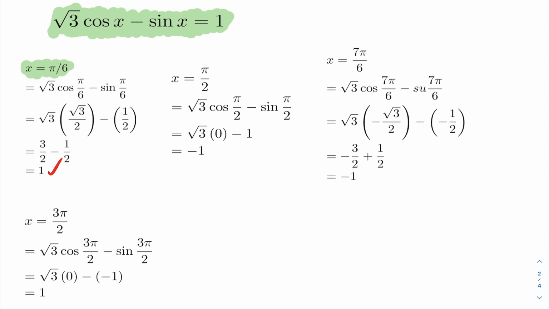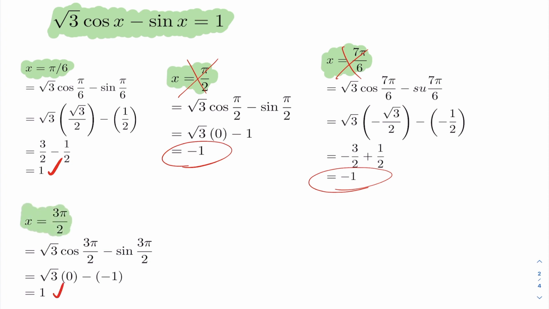If I check at pi over 2, we end up getting a minus 1, so this is not a solution. Checking at pi over 6, we also get a minus 1, and this is, again, not a solution. Those are 2 extraneous roots. And lastly, checking at pi over 3, this is in fact a solution. So the actual answers here are going to be pi over 6 and 3 pi over 2.